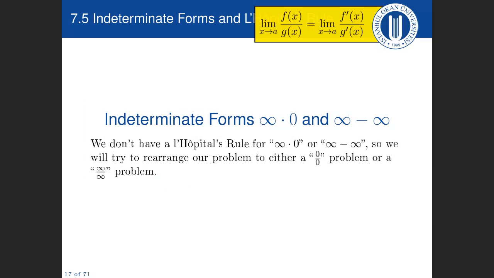There are two more different indeterminate forms to talk about. A number multiplied by infinity is infinite. A positive number multiplied by infinity is positive infinity. A negative number multiplied by infinity is negative infinity.